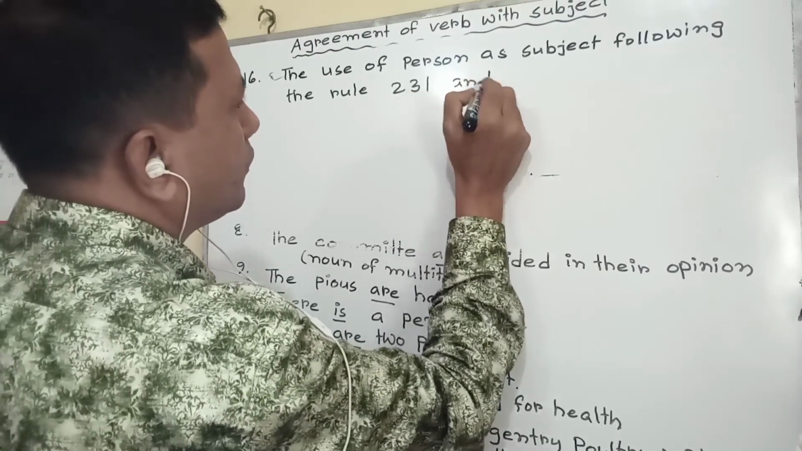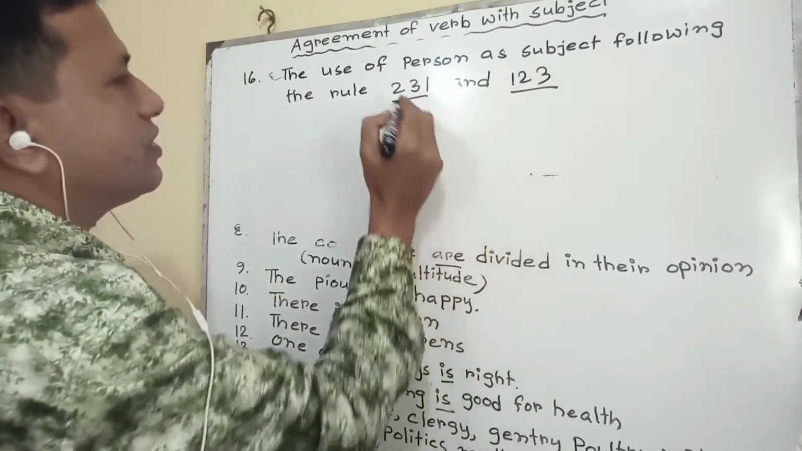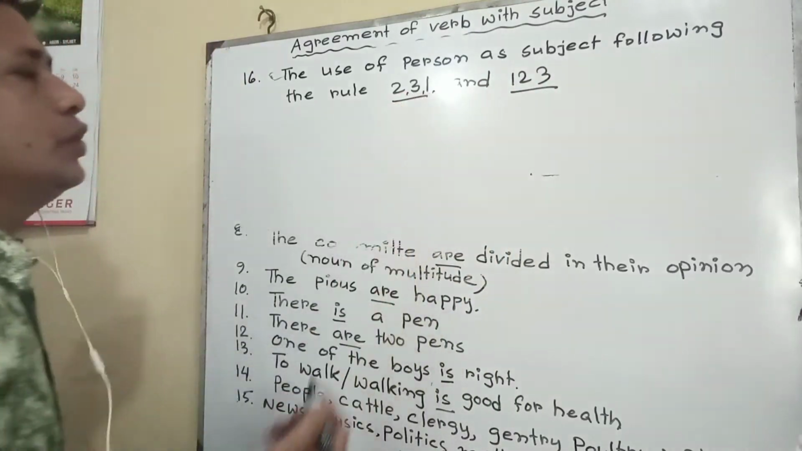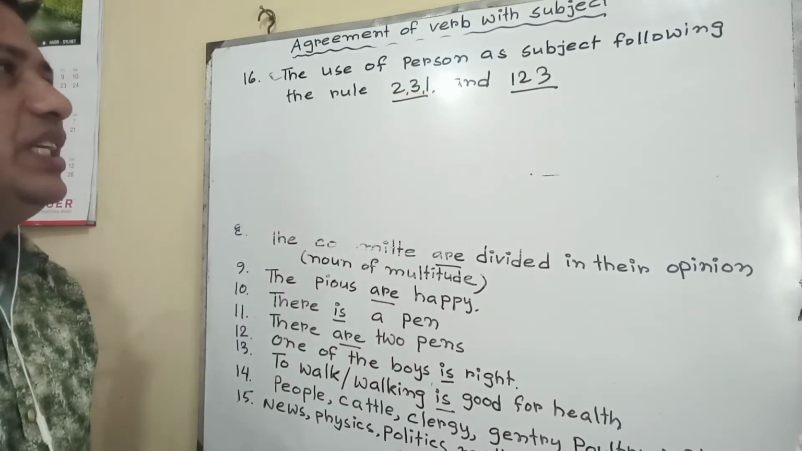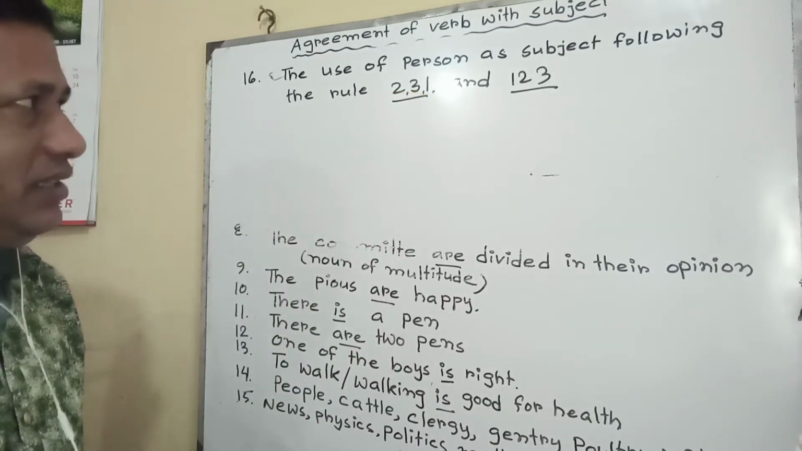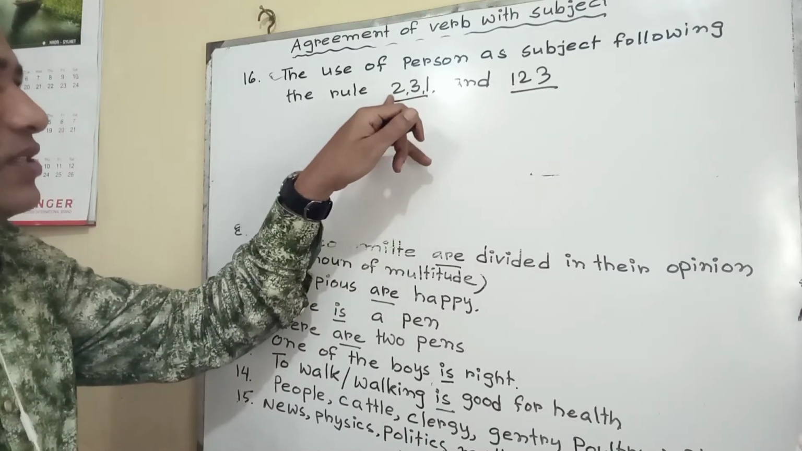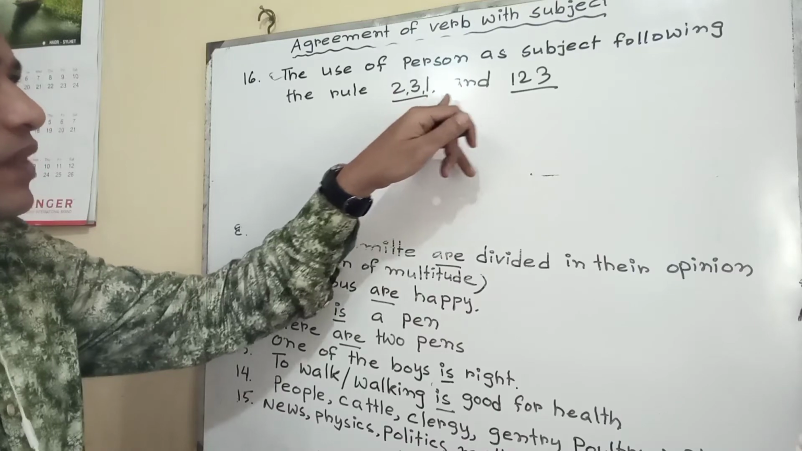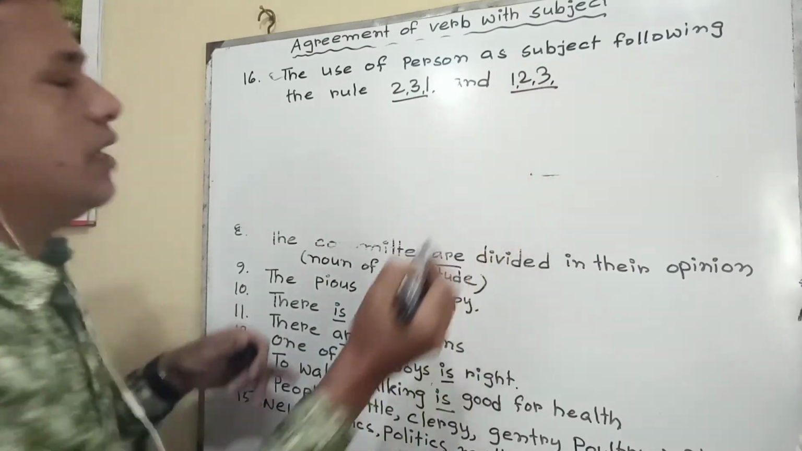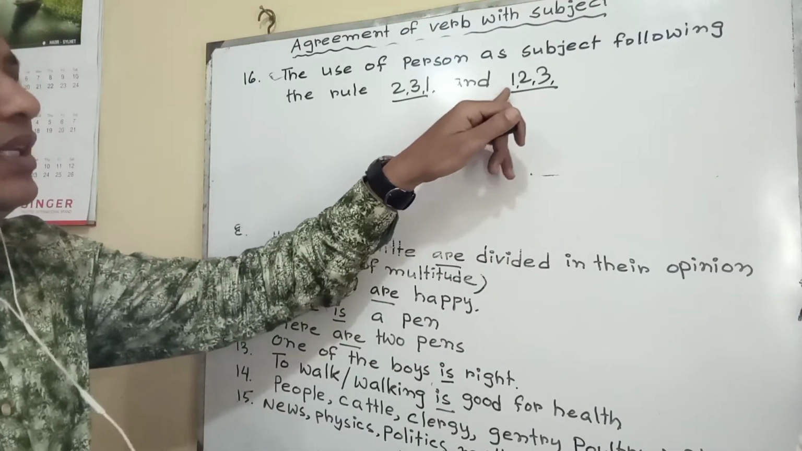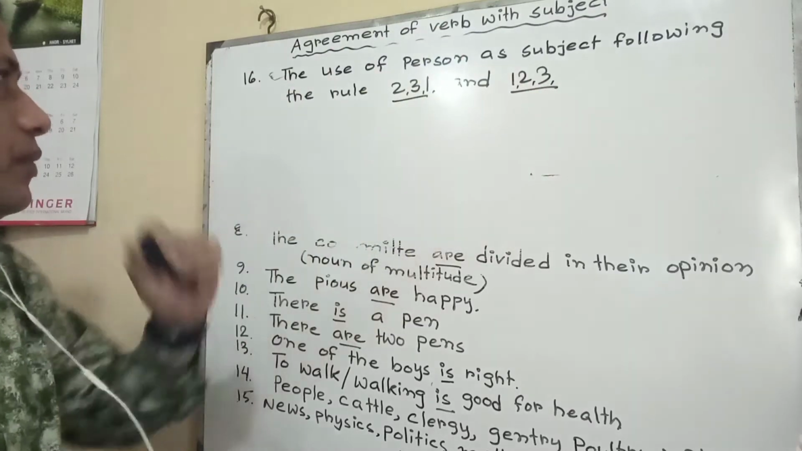231 means 2, second person, you. 3 means third person: he, she, it, they. 1 means first person: I, we. That means second person, third person, first person. Again, 1 2 3 means first person, second person, third person. First person: I, we. Second person: you. Third person: he, she, it, they.